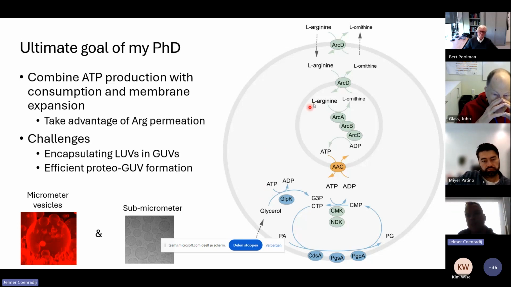And of course, we also take advantage of the fact that arginine can permeate the GUV. And then we would need to use the ATP carrier as well to excrete the ATP, which can be used for PG formation. The challenge here, of course, is that we need to be able to encapsulate these LUVs inside GUVs, and that we would need to be able to efficiently produce GUVs, so the big vesicles with the membrane proteins. So yeah, that would be the ultimate goal.